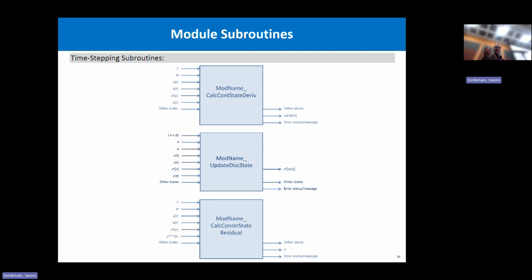There are a few other routines that you'll see that may or may not be there depending on the module. One is calculate continuous state derivative. If you remember when I talked about earlier, that's that big X dot in my differential equation. It returns the state derivatives at that set of inputs. Update discrete state takes discrete states at n and allows them to go to n+1. Calculate continuous state residual calculates the residual function, what we call z in the solve. Again, it's an algebraic setup.